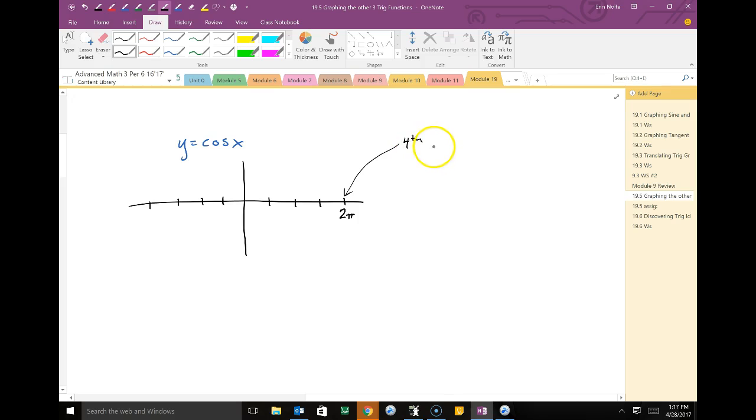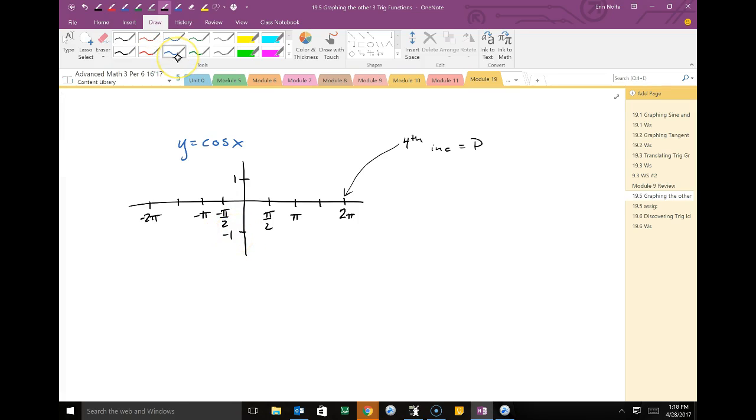So your fourth increment is always the distance of your period in cosine, and in secant and cosecant, and sine and cosine if you want to go there too. Half of 2 pi is pi, and half of pi is pi over 2, and we can do that in the negative direction. Then I'm going to do my y-axis, and what's going to become important? My amplitude. So I need to go up 1, and down 1.